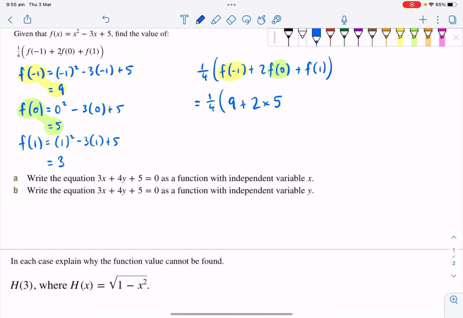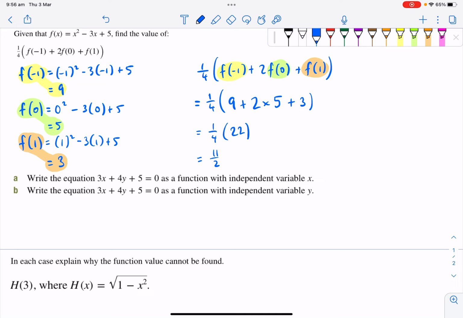And that means 2 times 5. And then finally we have f of 1, which is 3, as you can see. So I'm going to replace f of 1 with 3. Simplifying this, we get 1 over 4 times 9 plus 10, which is 19, plus 3 is 22. And then simplifying this, we get 11 over 2. And that's how you do that question.